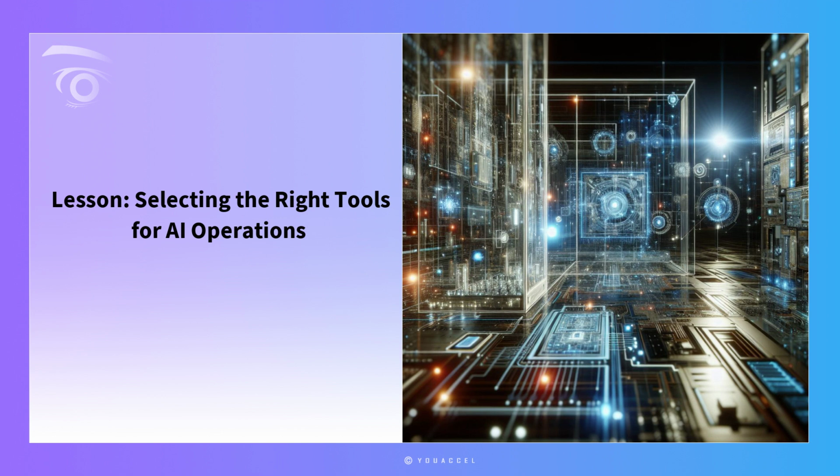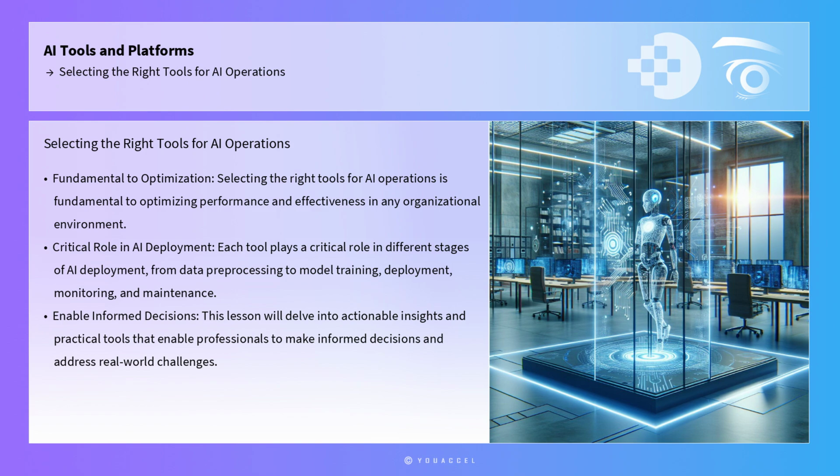Lesson: Selecting the right tools for AI operations. Selecting the right tools for AI operations is fundamental to optimizing the performance and effectiveness of artificial intelligence systems in any organizational environment. The variety of tools available today can be overwhelming, yet each plays a critical role in different stages of AI deployment, from data preprocessing to model training, deployment, monitoring, and maintenance.